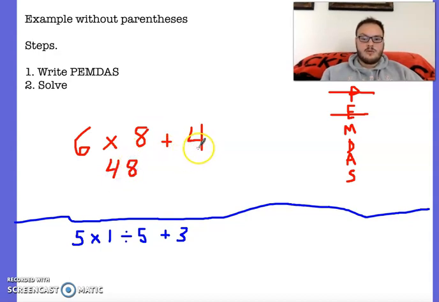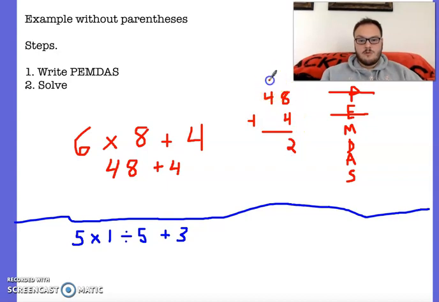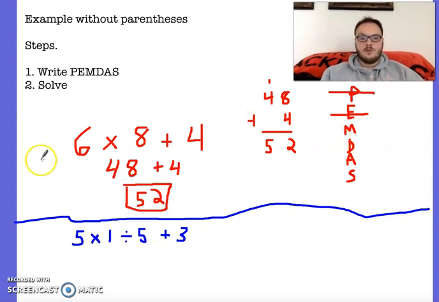And next, I'm just going to bring down whatever operations I didn't do. So I've got 48 plus 4. And again, doing it sideways can be kind of confusing, so I like to make sure I give myself plenty of space. I can write it off over here to the side. So doing 48 plus 4, 8 plus 4 is 12. Regroup my 1 to get 5. So I know that it is simplified down to 52. I'm going to box my answer. And then we're done with that problem.